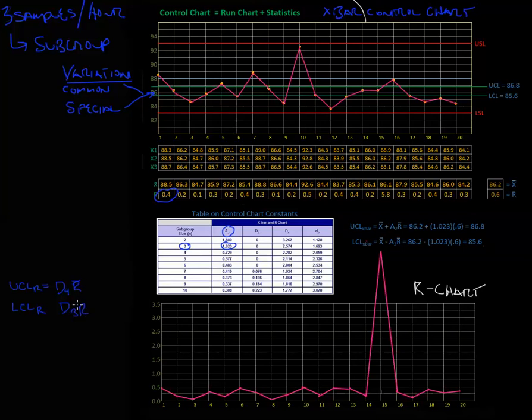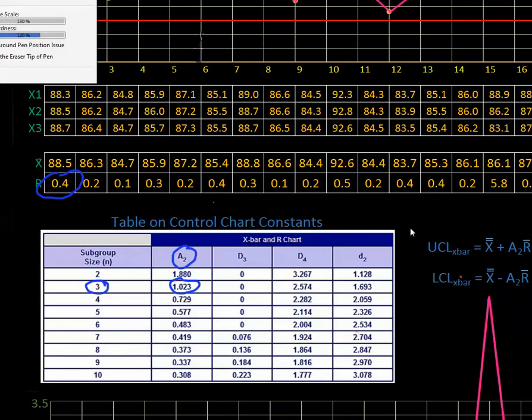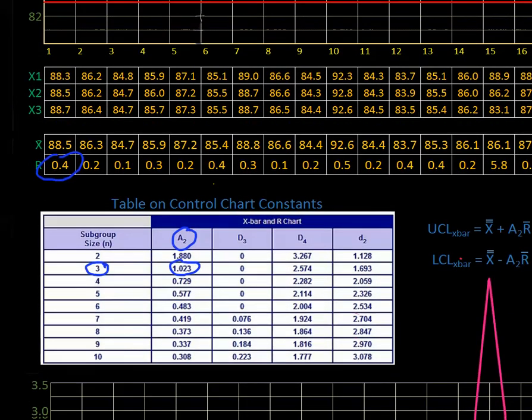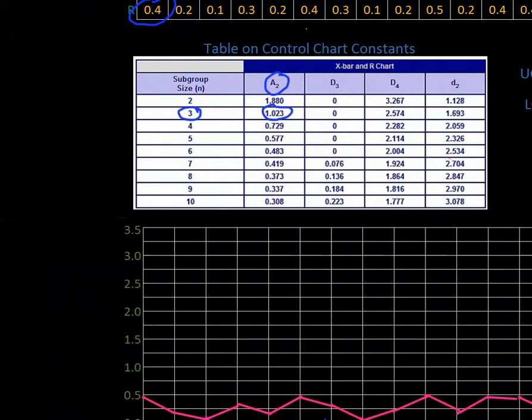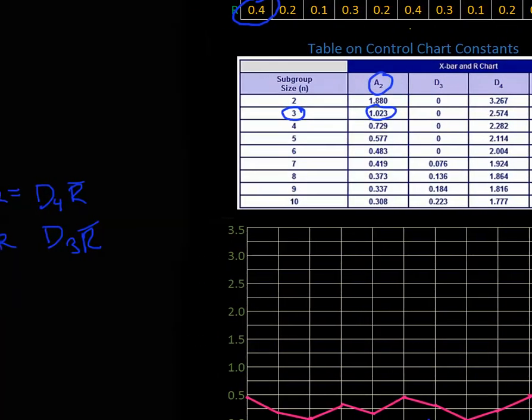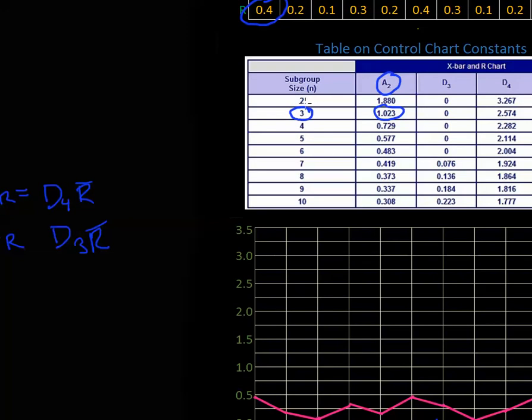D3 times R bar. Now we know what our R bar values are, 0.6. We calculated those earlier. Now we're going to go back to the same table of control chart constants right here. And again, this is available through the AIAG, through Juran's Quality Handbook, or any other number of quality texts. We're looking for our subgroup size, which is 3. So then we find our D3, let's take a look at that here. So our subgroup is 3.